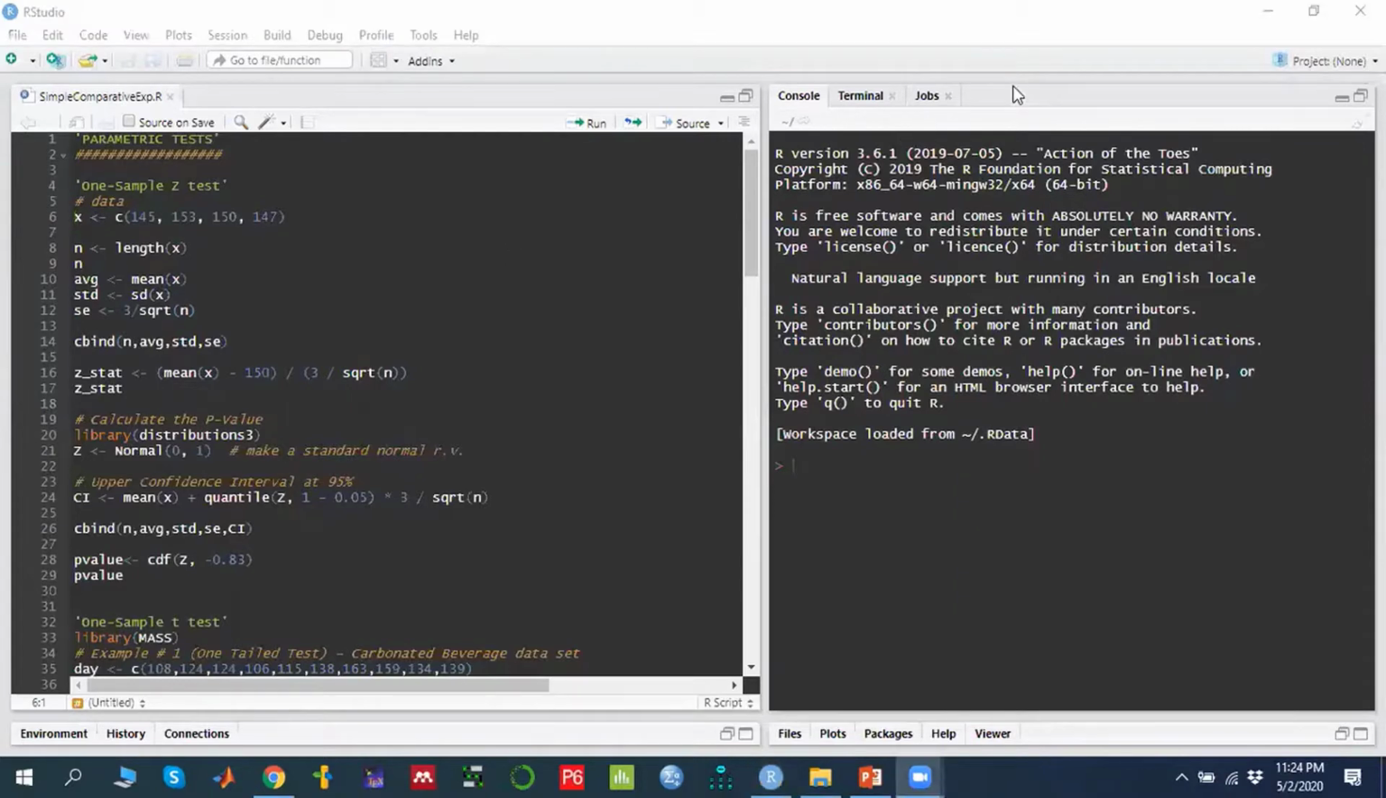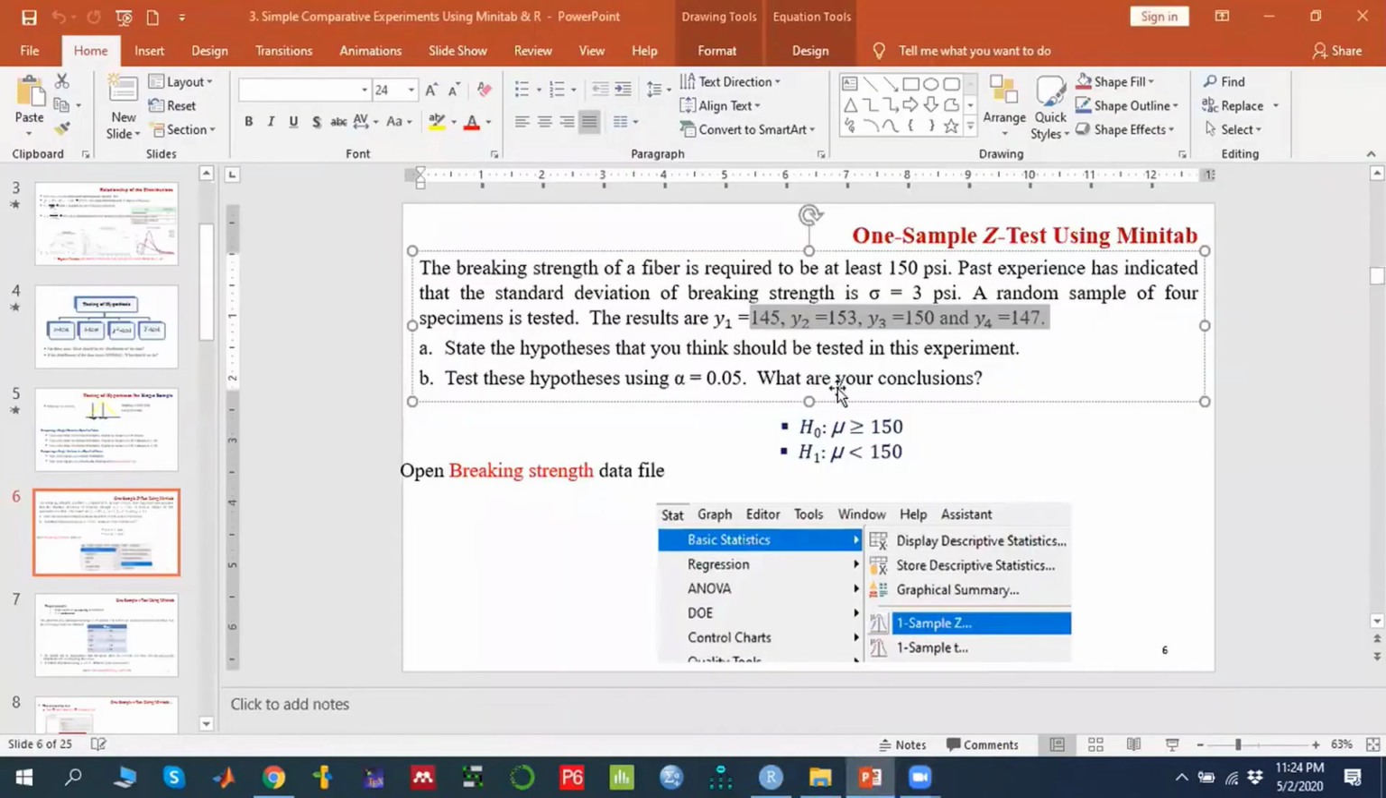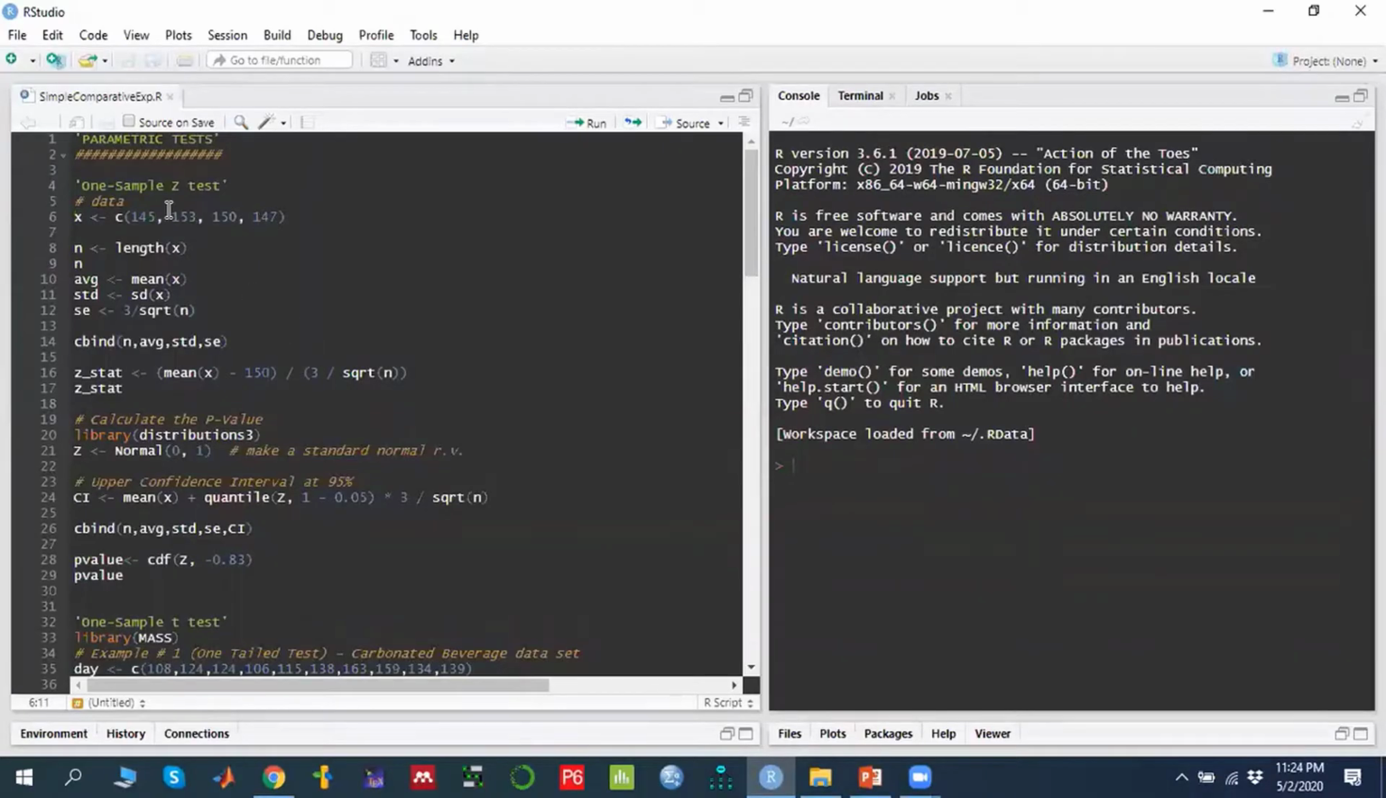So starting with the data set that we have been given, we have the 4 observations. In R, I'm going to define a vector which has these 4 values. So x is a vector, or you can say a variable, in which I am assigning these 4 values as a vector. And c is concatenating, or combining, these 4 numbers as a vector, or you can say an array.